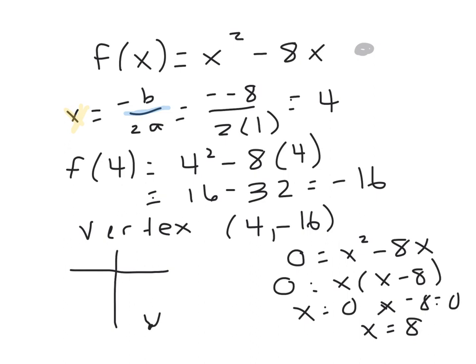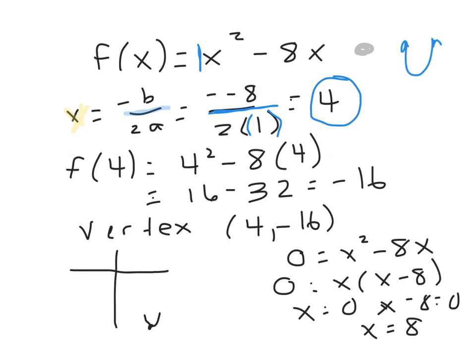Now, there's understood to be a 1 right here. So that's a. It also tells me it opens up because it's positive. And b is negative 8. So negative b would be negative of negative 8 over 2 times a. And a is 1. So that gives me positive 8 over 2, which is 4. So that's the x-coordinate of the vertex.